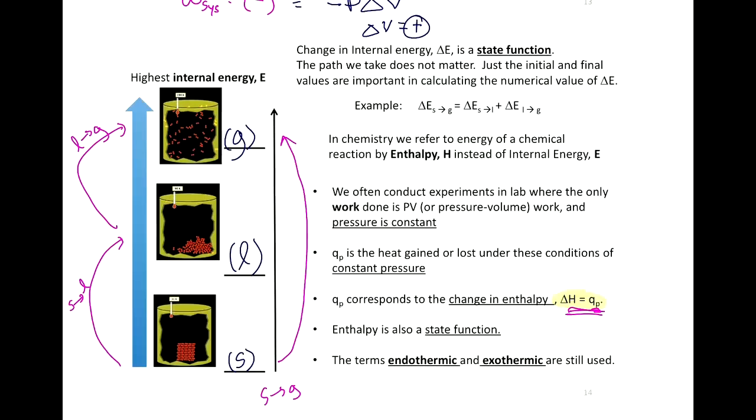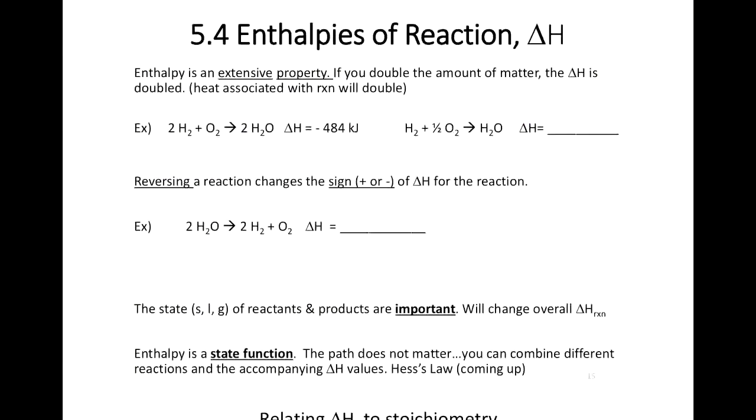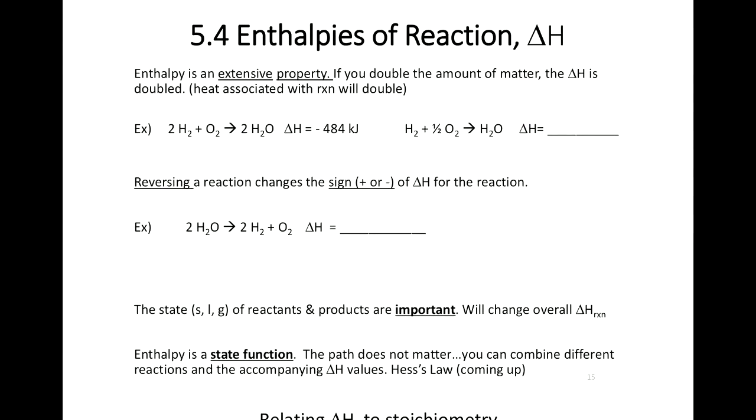And when we talk about positive delta H's and negative delta H's, our endo and exothermic terms still exist. So we're just going to be focusing on heat now, where we're looking at the delta H component, the enthalpy component, instead of the total internal energy part. So we're not going to be looking at work so much. All right, so enthalpies, delta H, energy, heat.